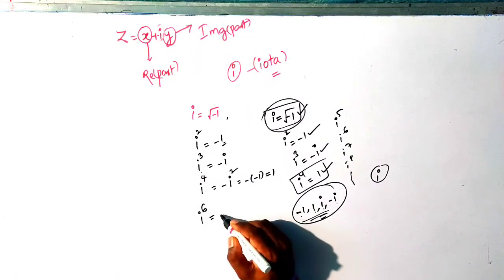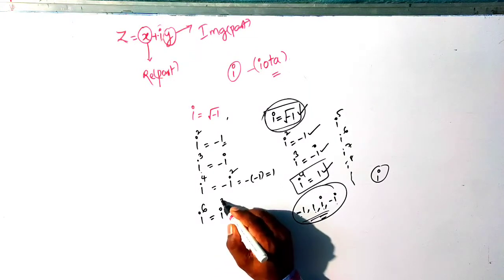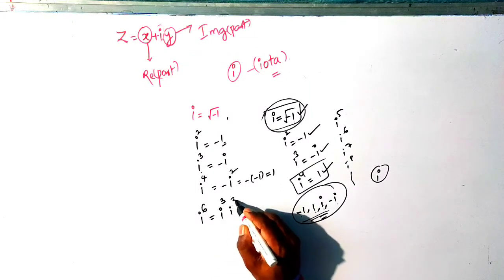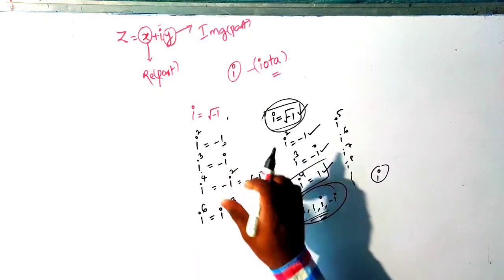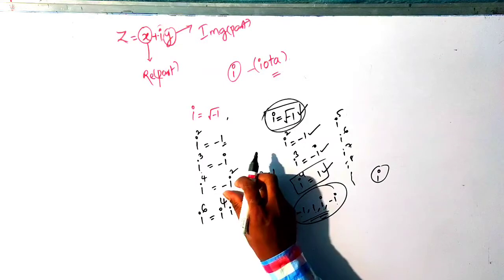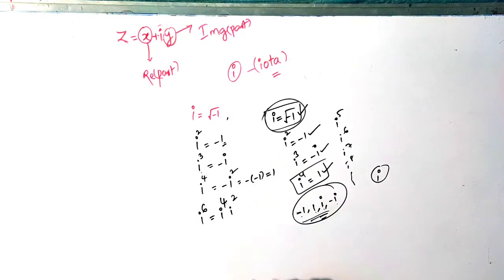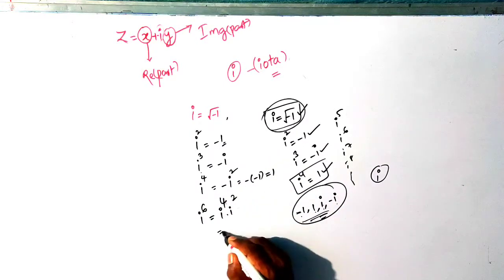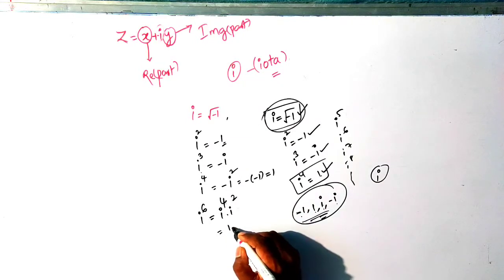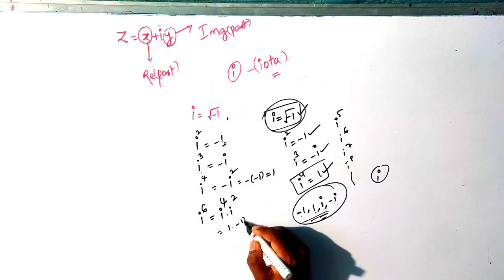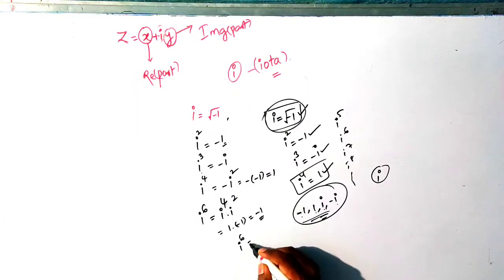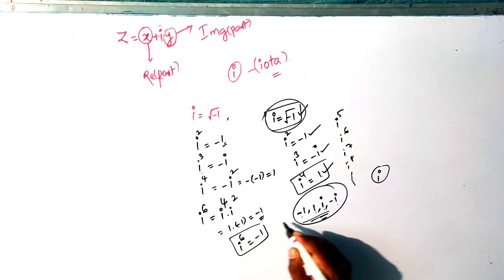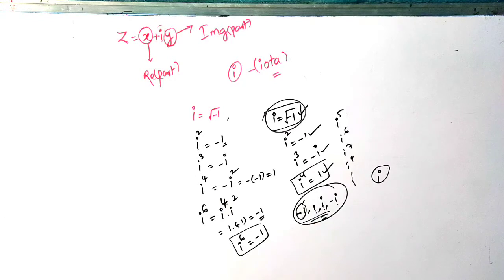Okay, so suppose for example we take i power of 6. So how to find out i power of 6 here? i power of 4 into i square. I power of 4 is nothing but 1 and i square value is minus 1. So we get minus 1. So i power of 6 is equal to minus 1 here.